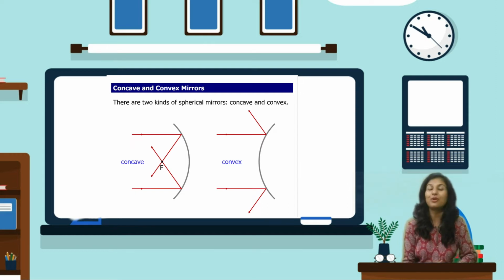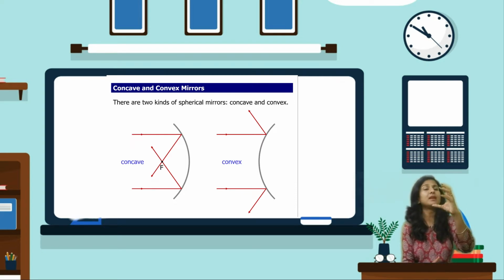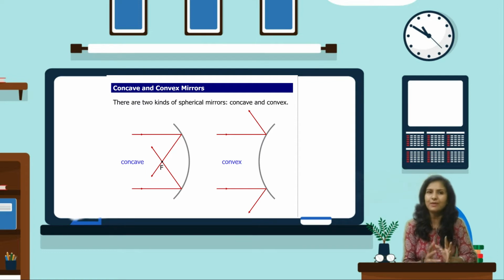Today we are going to learn about mirrors. There are two types of mirror, plane mirror and spherical mirror. Why is it called a spherical mirror? Because it comes from the sphere shape. In this, two types of mirrors are there, that is concave mirror and convex mirror.